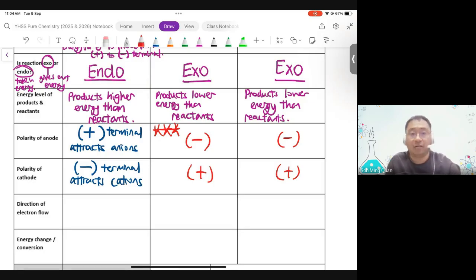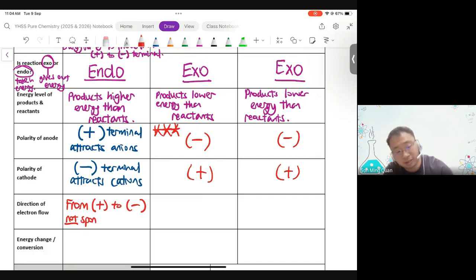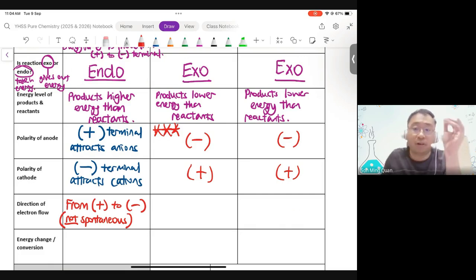And finally, last two already. What is the direction of electron flow? For electrolysis, it's from positive to negative, not spontaneous. That's why it needs energy. Electrolysis is from positive to negative. So you're forcing electrons to go towards the negative terminal. They should repel each other, but yet you forced it to go that way. That's why you need energy.